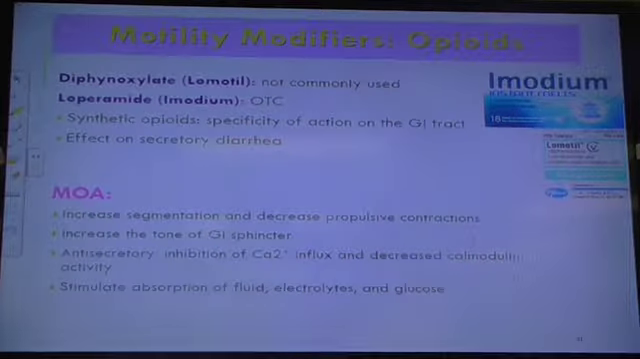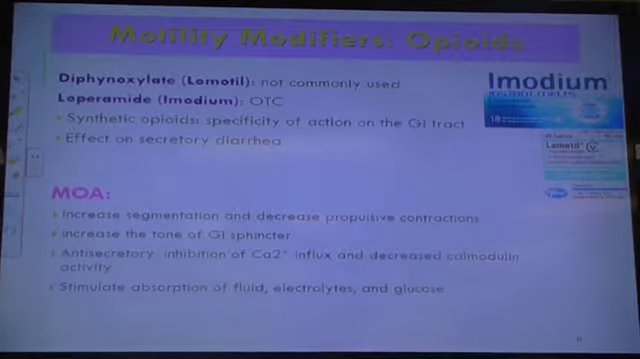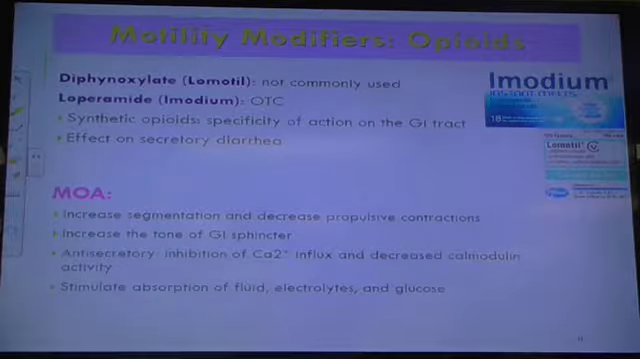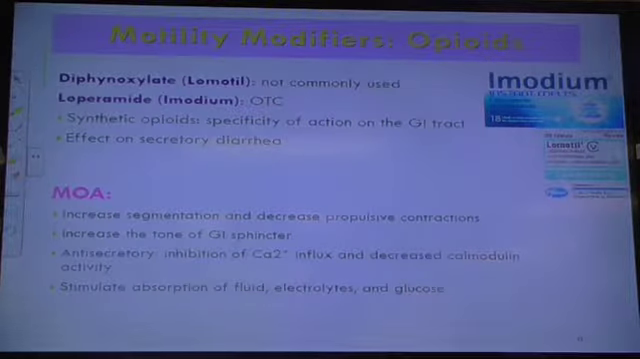The second group to inhibit GI motility is the opioids. These opioids do not have an effect on the central nervous system, only on the GI tract. We have only two drugs. First is diphenoxylate, or the commercial name Lomotil. It's not commonly used. And the second one is loperamide, which we know as Imodium, or we call it a traveler's drug because it stops diarrhea directly. Loperamide is an over-the-counter drug.